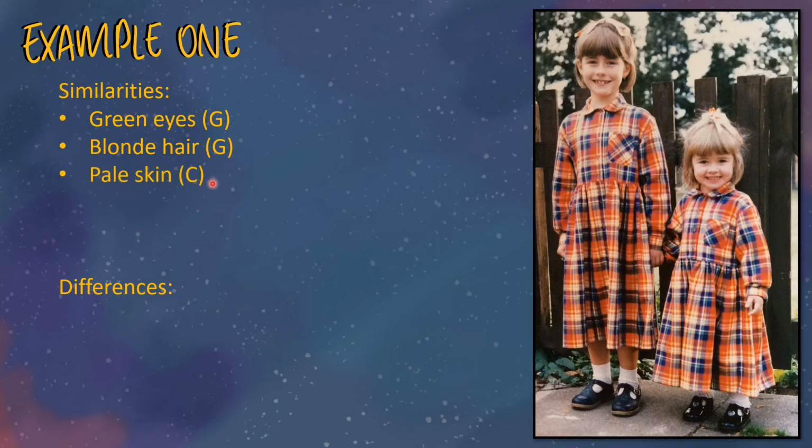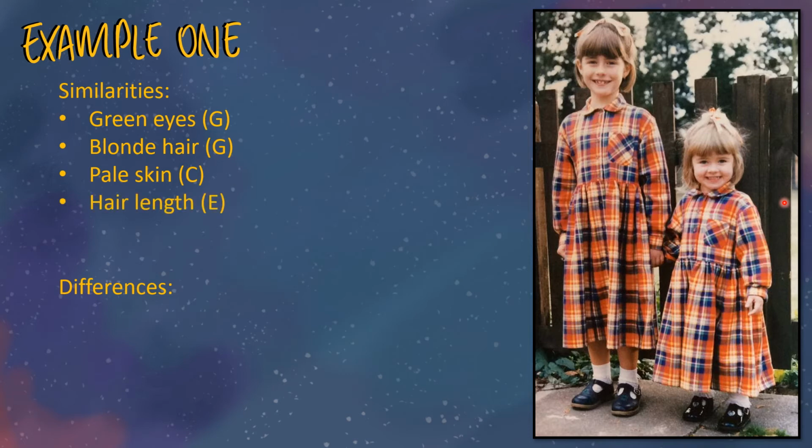We've both got pale skin, so I've put a C for combination here because it is a combination of the environment and genetics. So we were born with pale skin, but obviously if one of us spends more time in the sun, then one of us is going to have darker skin than the other. So it's a combination.